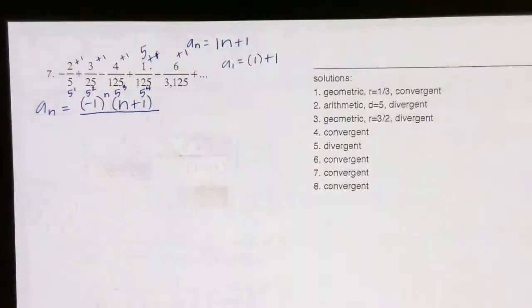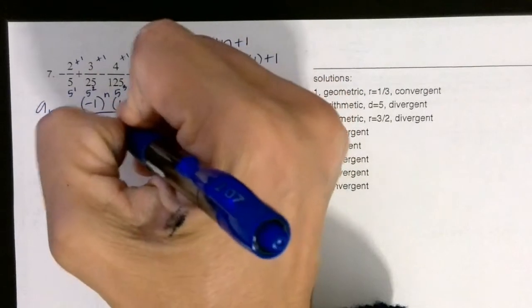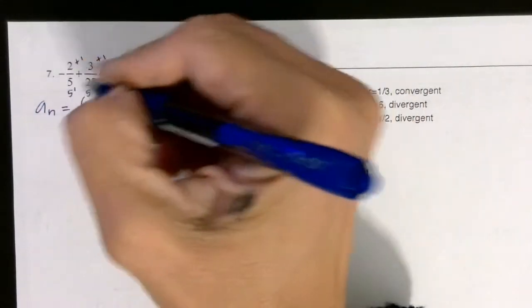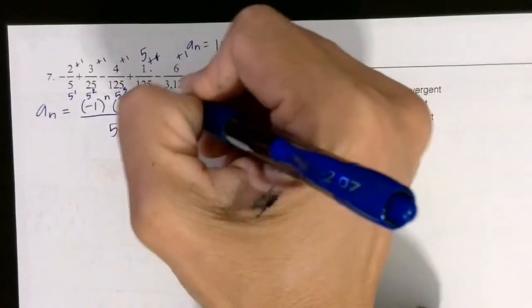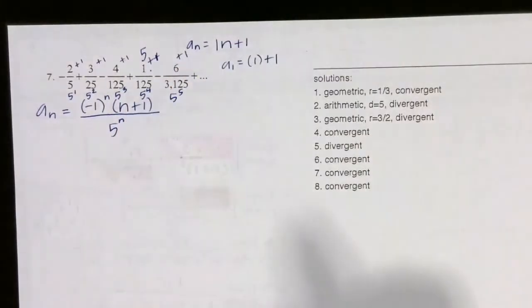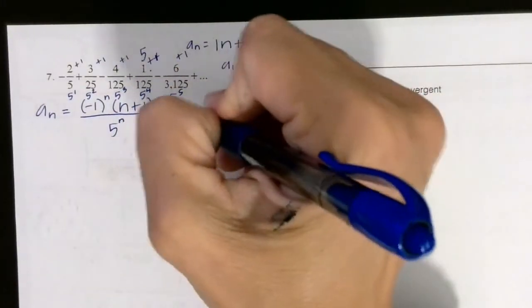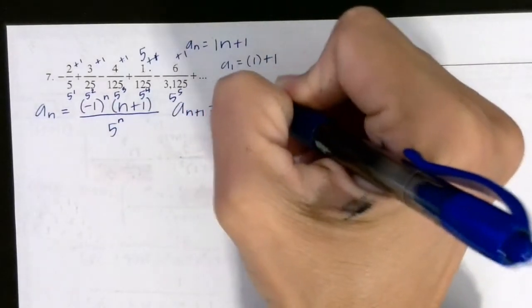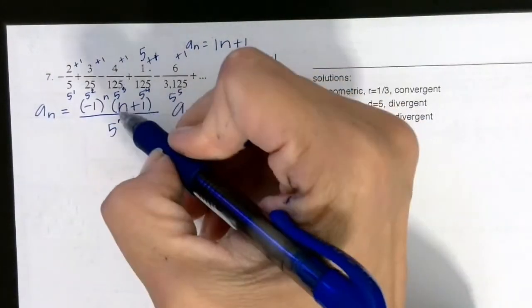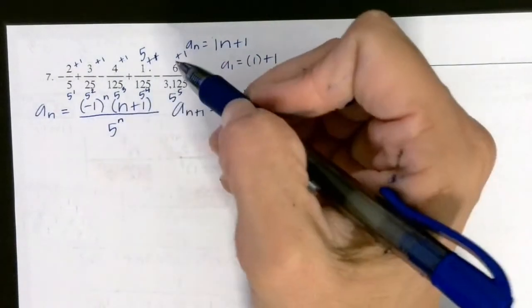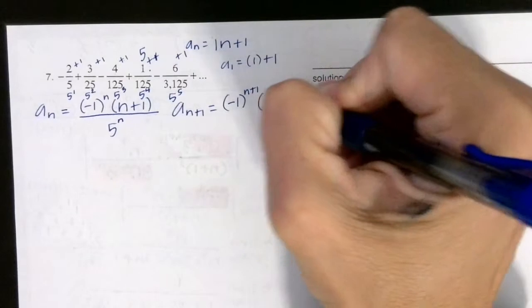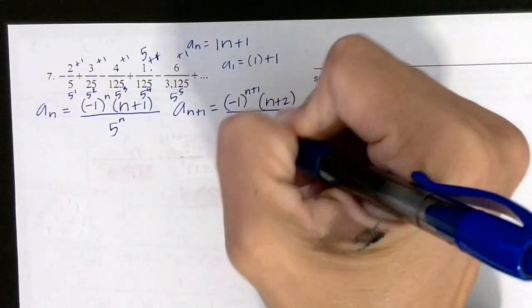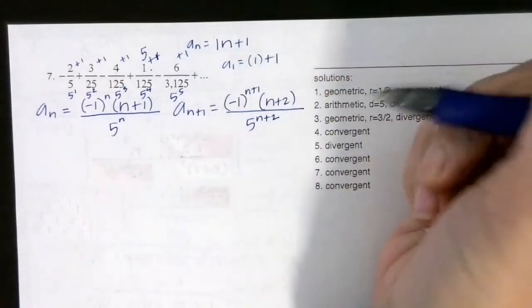It was just reduced. So this looks like it's 5 to the n, right? Because those are increasing. 5 to the fifth power. So there's my formula for that guy. So then to find a sub n plus 1, I just need to do this. Now this is n plus 1 plus 1. So that's going to be n plus 2, all over 5 to the n plus 2.